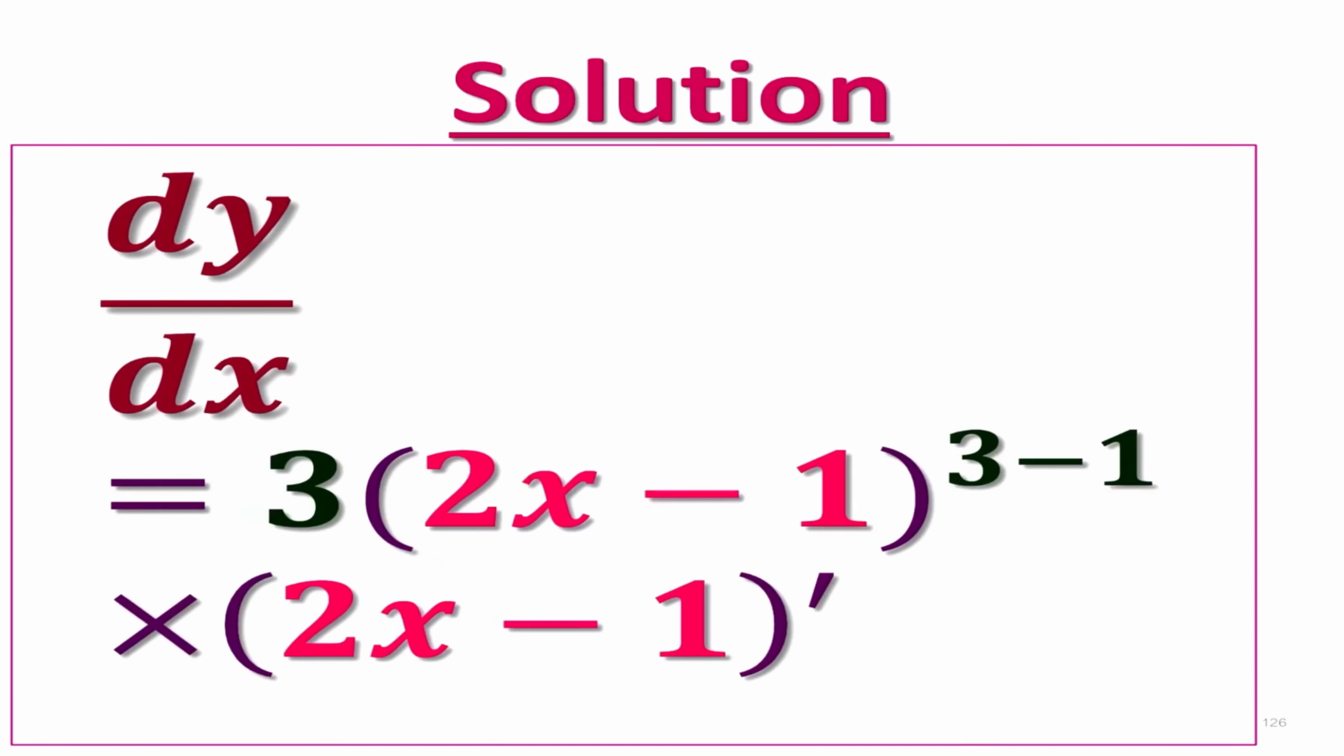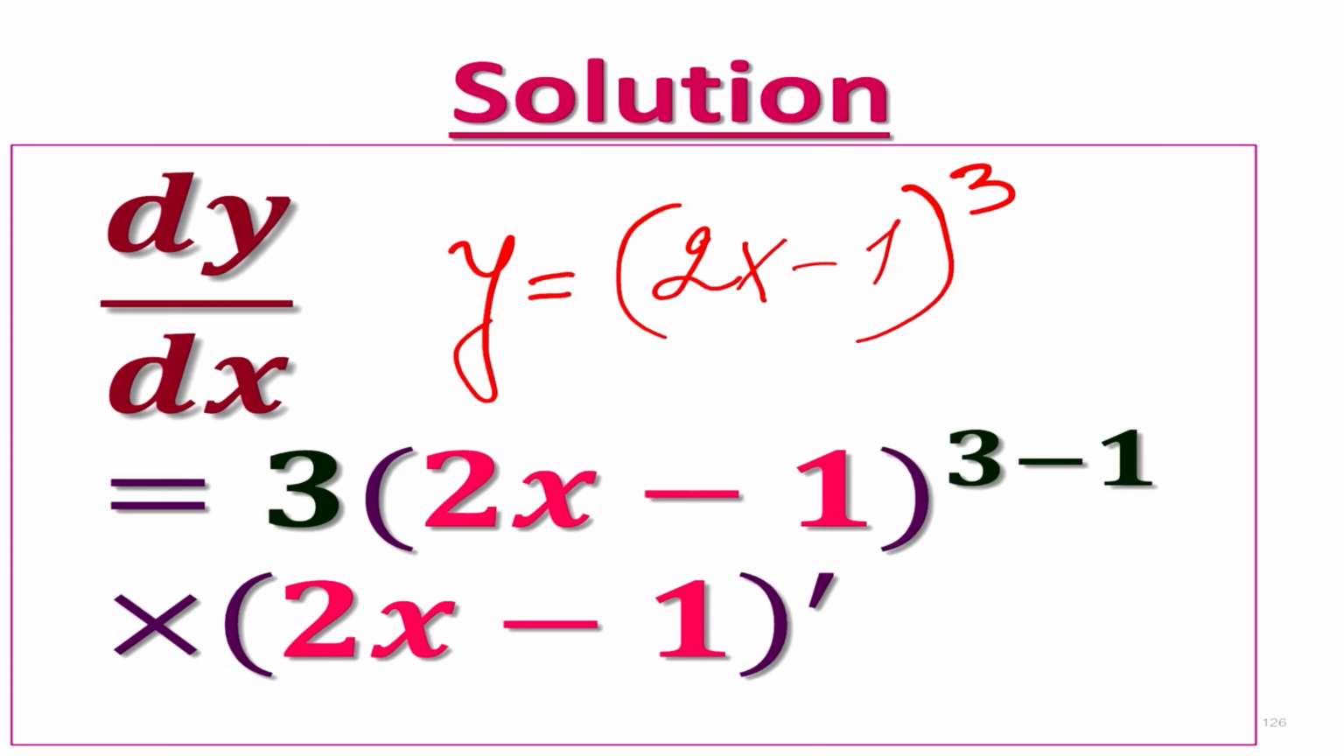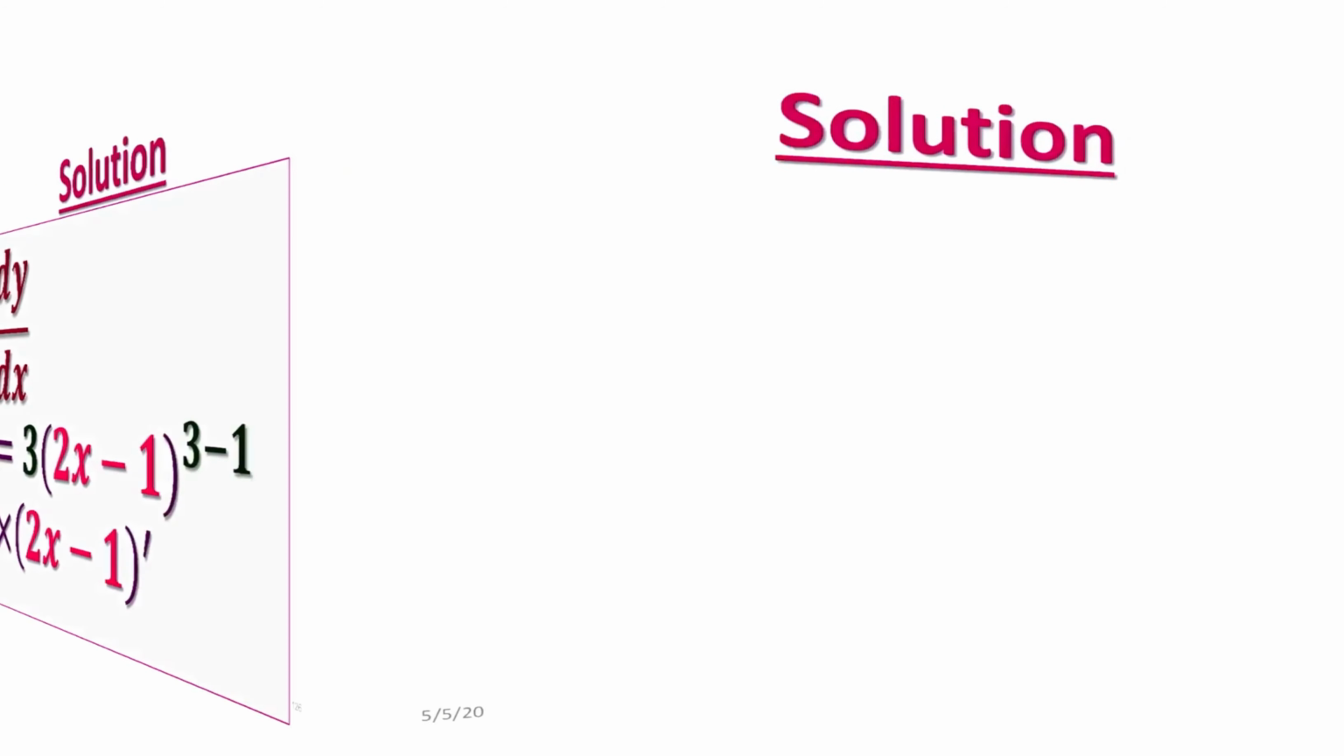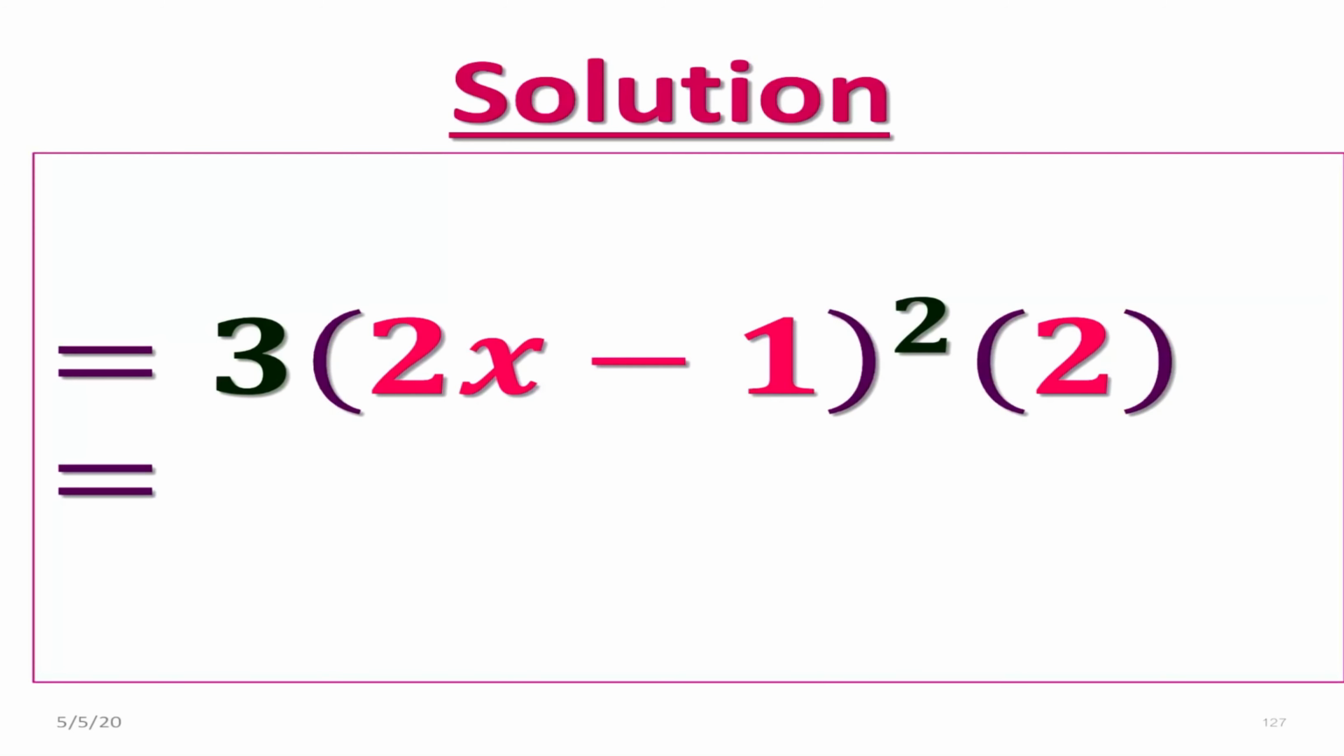According to the chain rule, the first thing to do is take the derivative of the outside function, which is the power. So we bring the 3 out front as a coefficient, and we reduce the power by 1. 3 minus 1 becomes the new power, and we keep the 2x minus 1 inside as is, untouched. And we are not done yet, so by the chain rule we have to multiply this by the derivative of 2x minus 1. Then we want to clean up and simplify this expression.